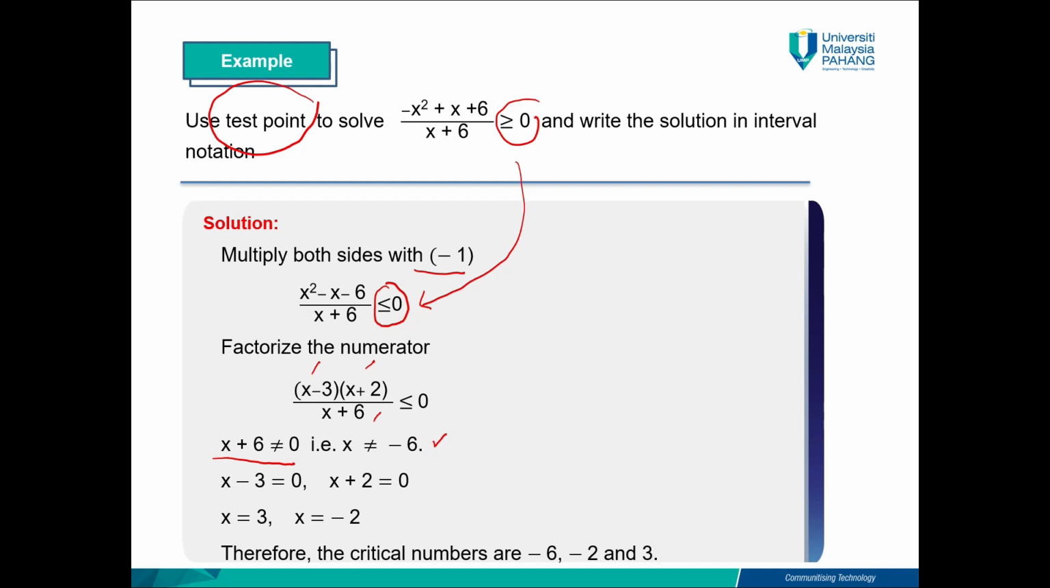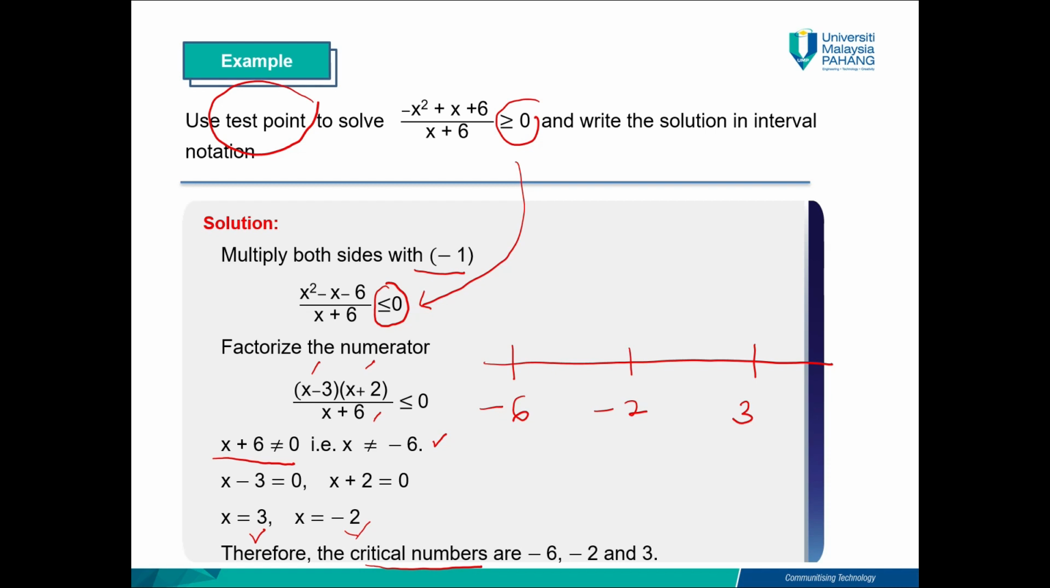And next one, for the first bracket, x minus 3 equal to 0, we have x equal to 3. x plus 2 equal to 0, for the second bracket, we have x equal to -2. So these three values, -6, +3, and -2, are the critical numbers. So on our number line, let's arrange all the numbers. We have -6, we have -2, and then we have 3.